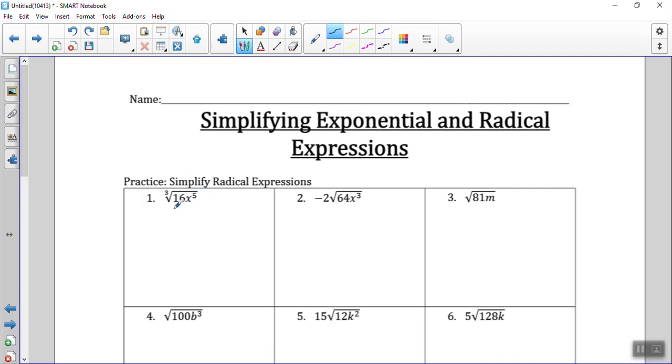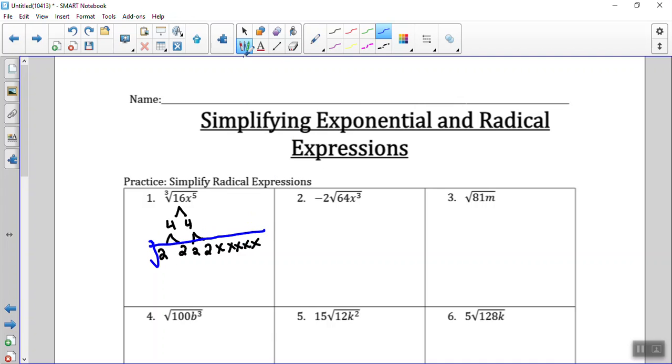Okay, so over here, this is a cube root, but we start by factoring it out. So we look at 16, we're going to factor that out. I know 4 times 4 is 16, or you could have done 2 times 8, it's all the same. And then 4 is 2 times 2, and then x to the fifth, you can say x times x times x times x times x, 5 times. And now I'm going to bring the cube root down.